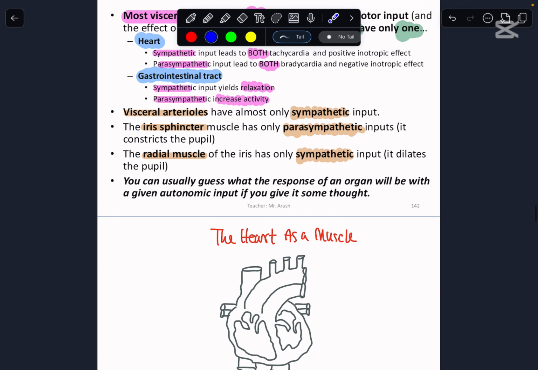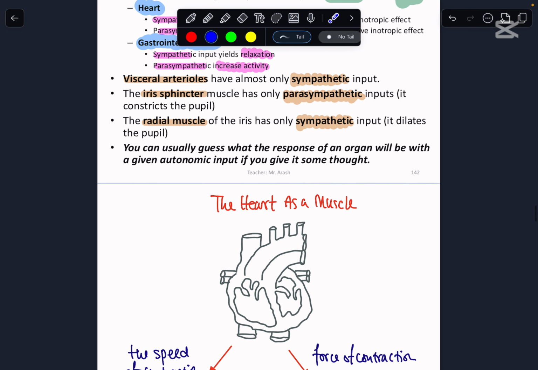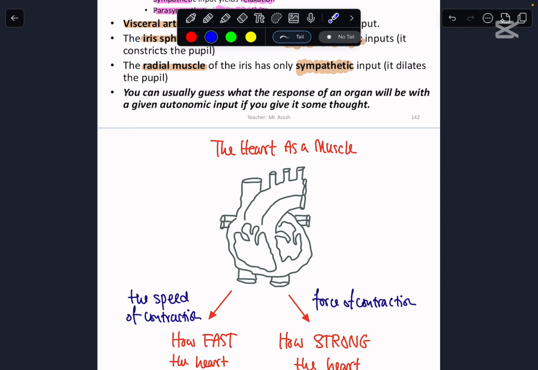So I think you should try to make those arguments for yourself when you memorize these outcomes, as opposed to just merely memorizing them. Try to come up with a story as to why your pupils would dilate under sympathetic input. If you can figure out the reason behind that, then you will never forget. You can actually guess what the response of an organ will be given what type of input it has. And as I said, most of the outcomes on these different organs are pretty intuitive for most students.